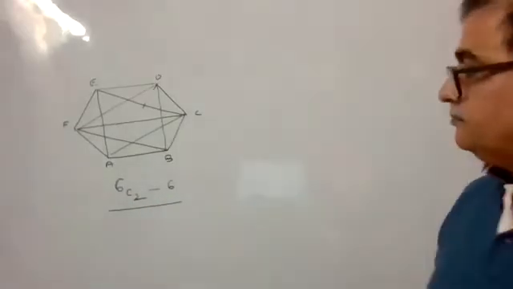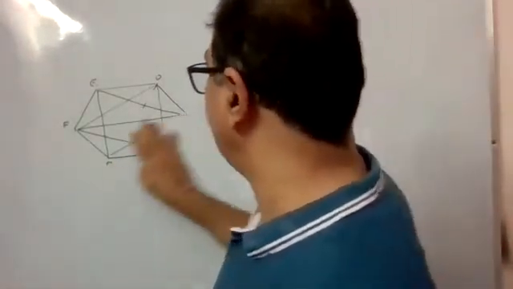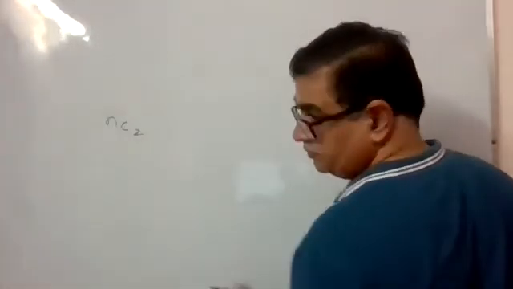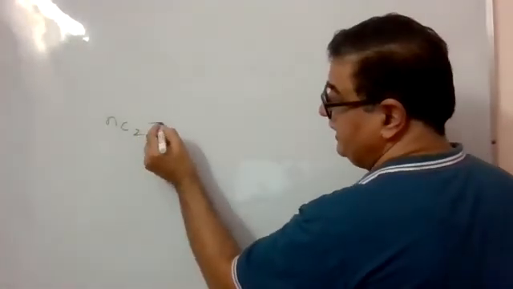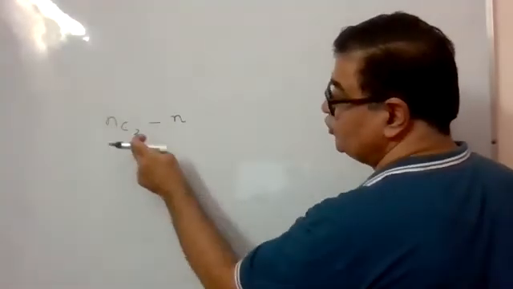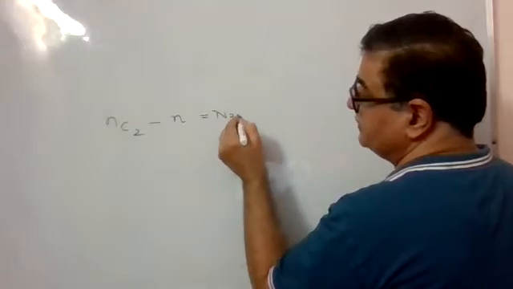Next question please. If there is a polygon with n sides, how many diagonals can be formed? If there is a polygon with n sides, the total lines formed will be NC2, but from this we have to subtract the sides, that is n. So NC2 minus n is the number of diagonals.